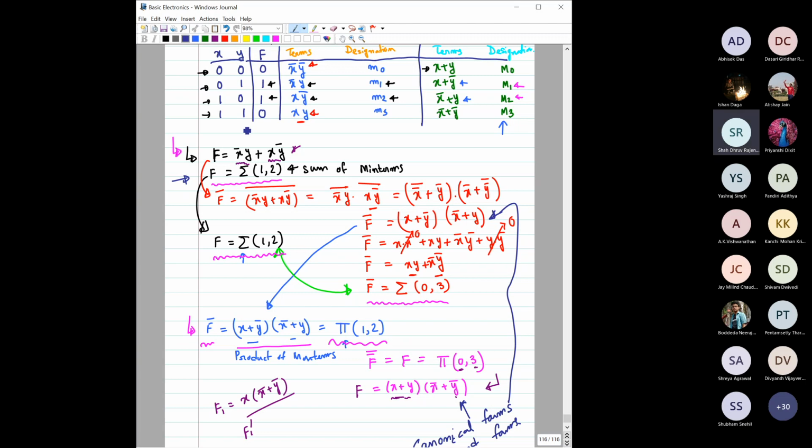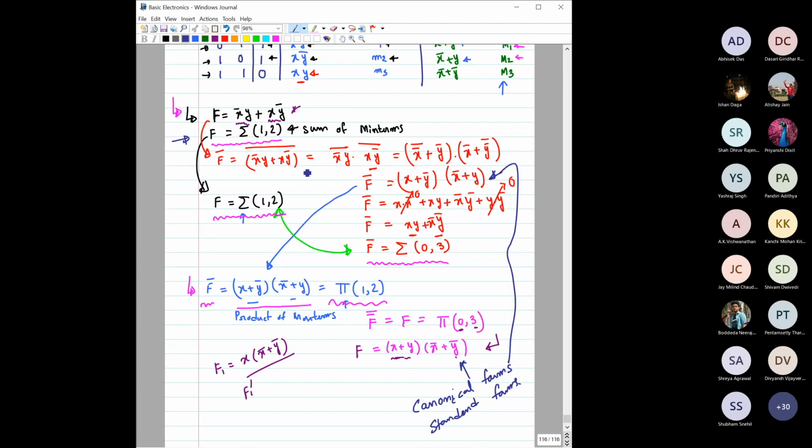Yeah, for the regular function that is right. If it is the inverse function, then the things will be different. Okay, right?